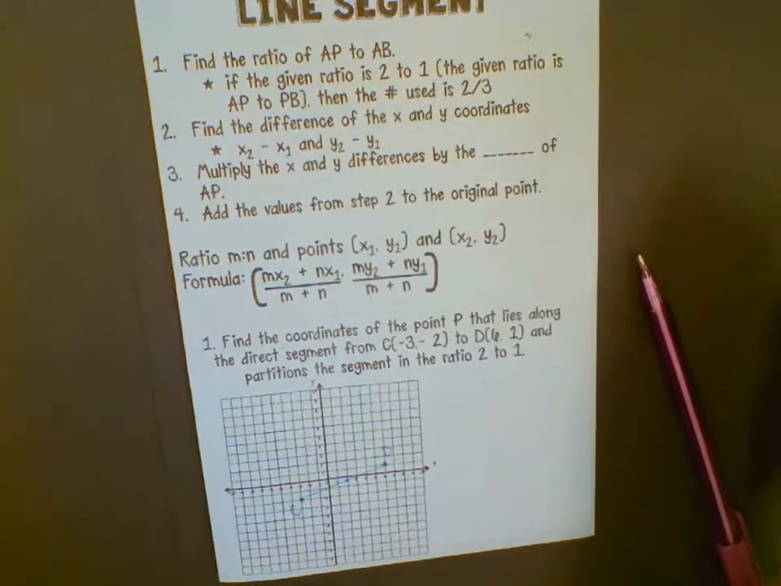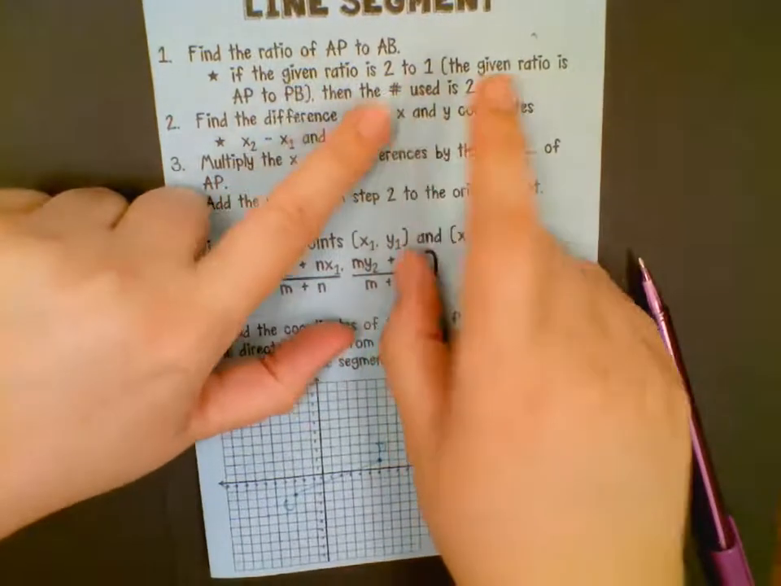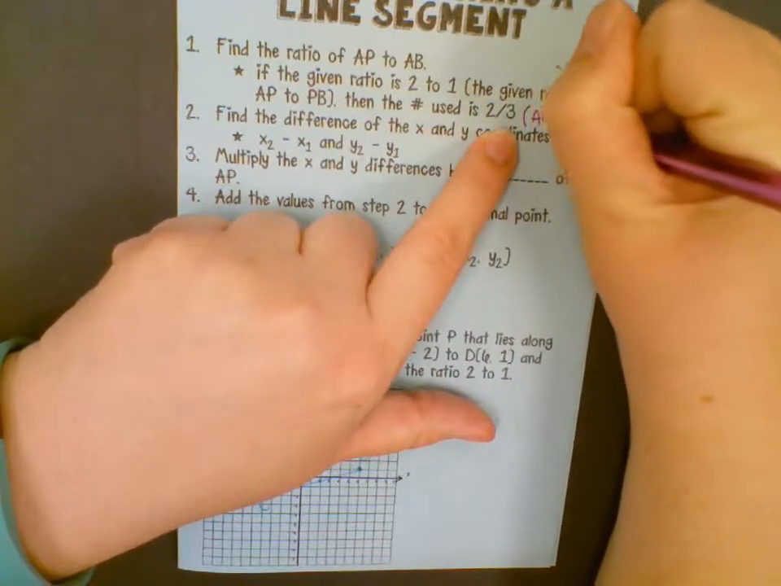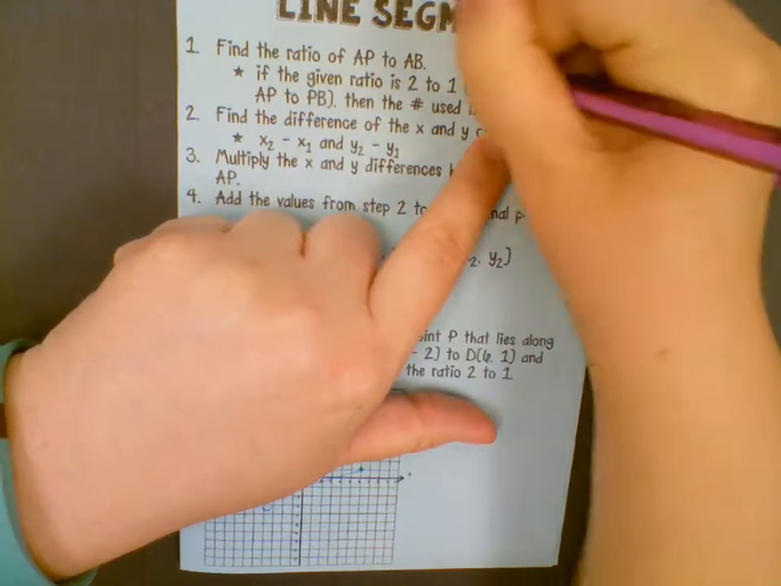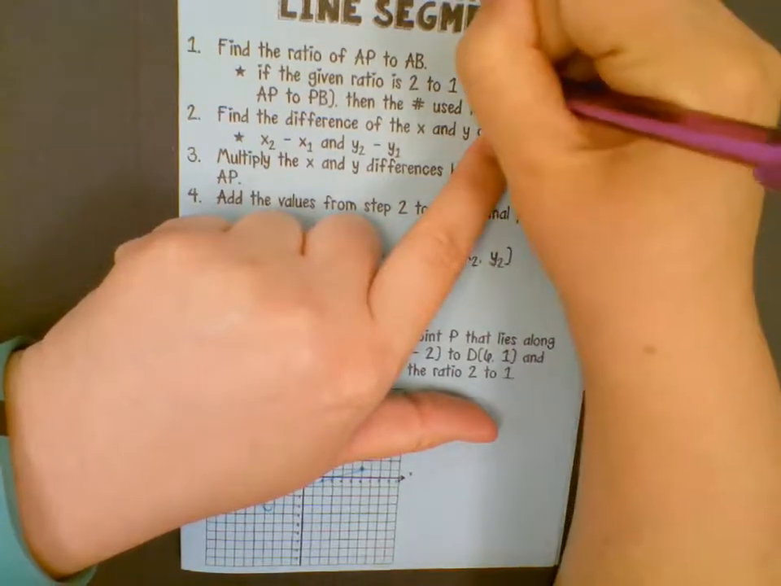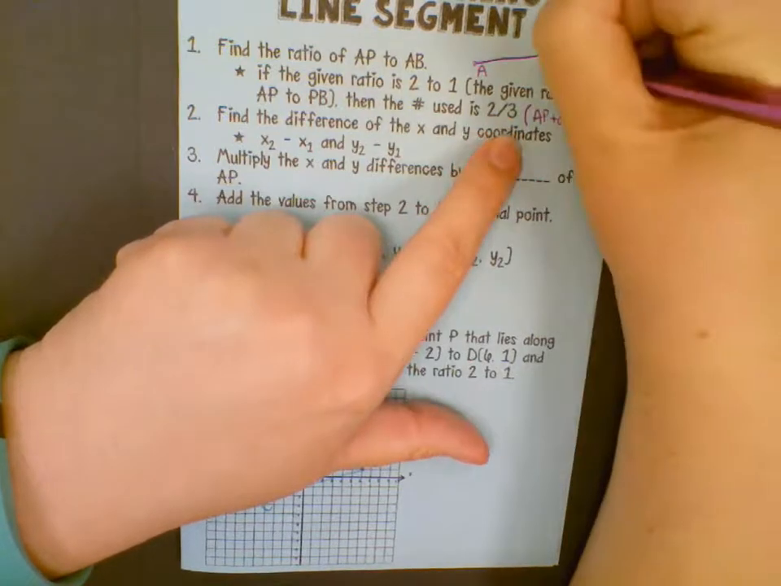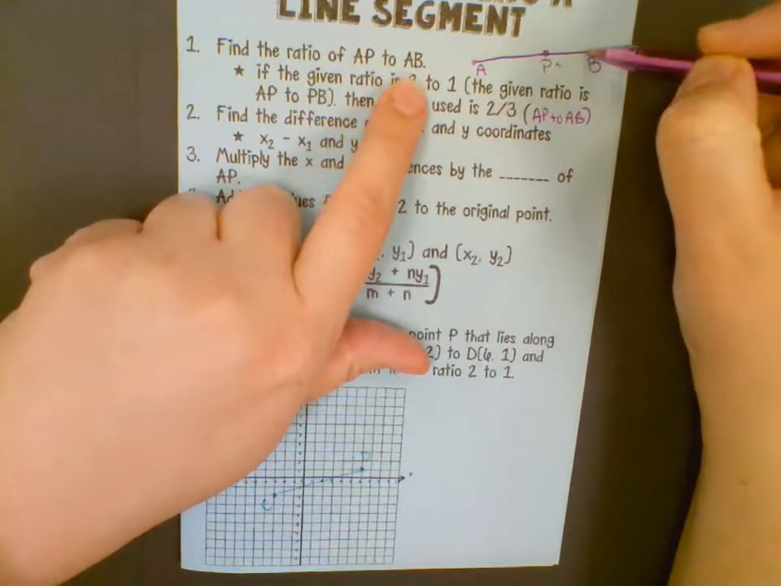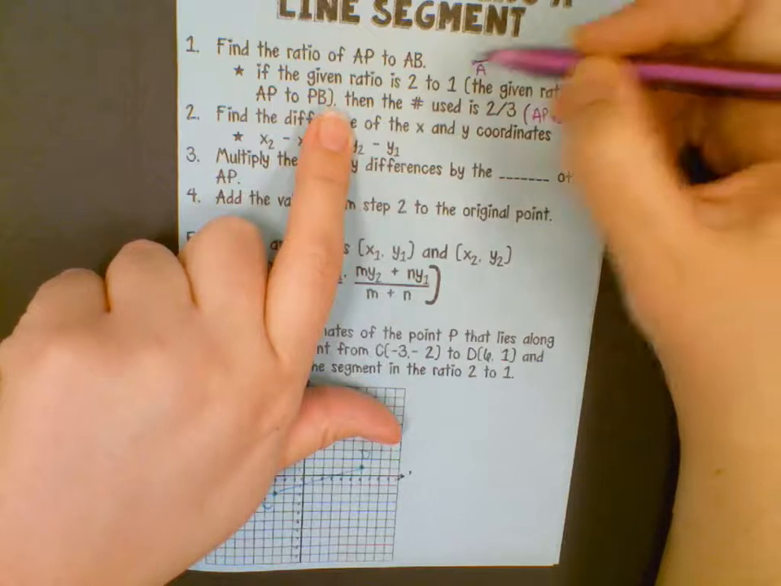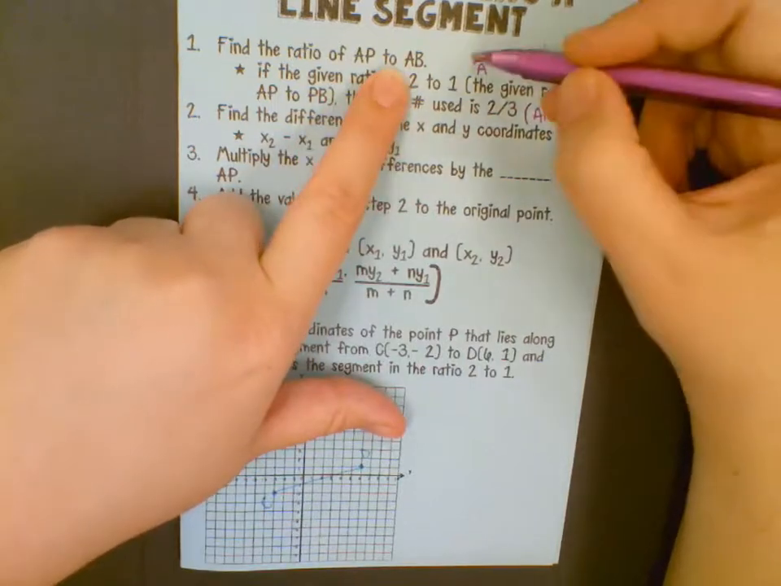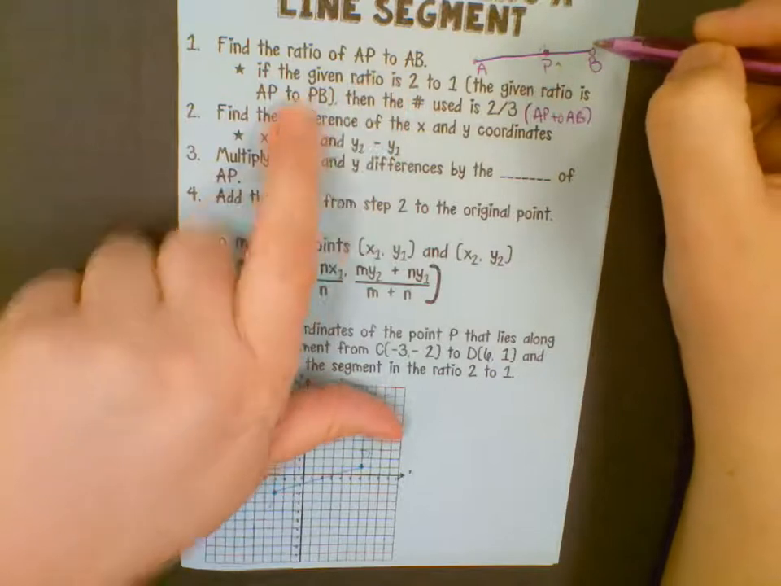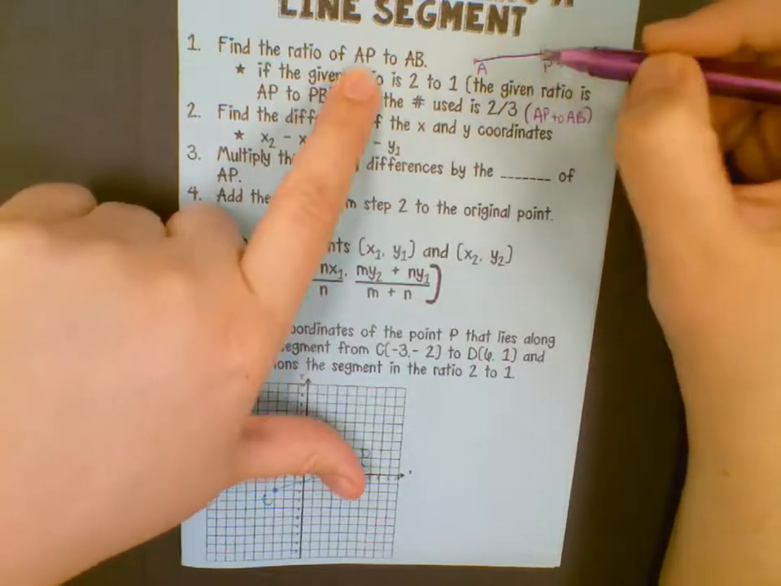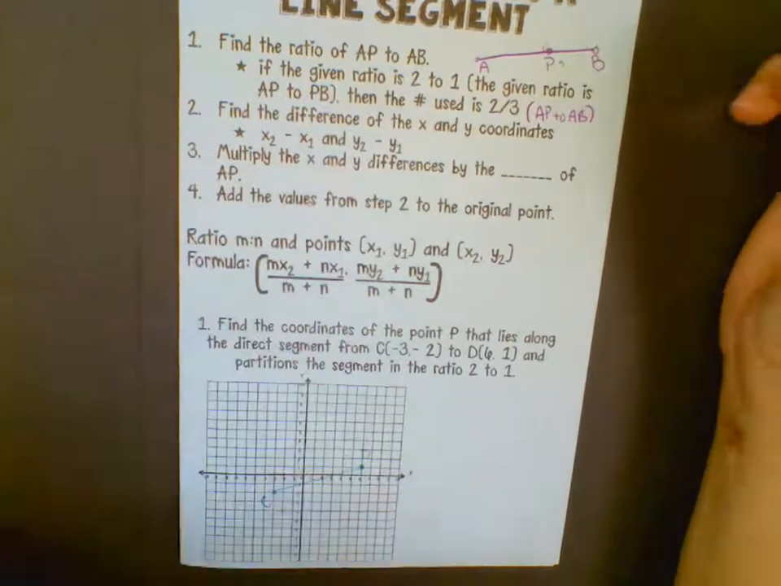AP to AB. So that's what we're looking for. So that's where this comes from. This is AP to AB. So let me draw a picture. So if this is A and B, and this is P. So they give you this compared to this, but that's not what it says. But that's what we need to find. We need to find AP to the whole thing. Okay? So the given ratio is AP to PB, but we want to find AP to AB. Okay? So that's what that's talking about.